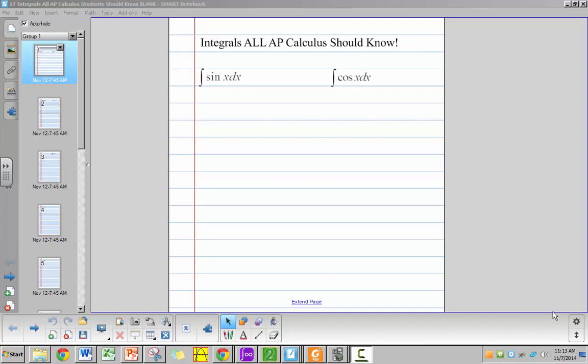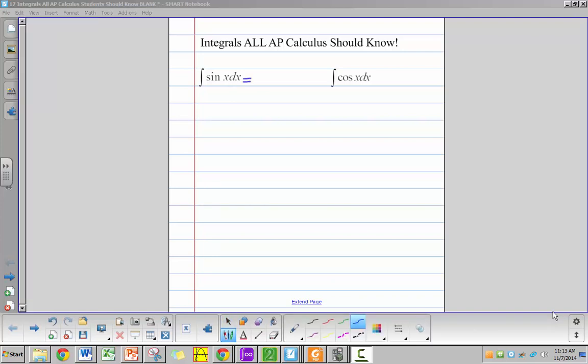Over the integrals that I believe all AP Calculus students should know how to integrate. The first couple: we should be able to integrate sine, cosine, tangent, cotangent, secant, cosecant, and all of their inverses, and ln x. Those are the functions that we're going to integrate. So sine x and cosine x are really nice because they are direct antiderivatives that we should know.